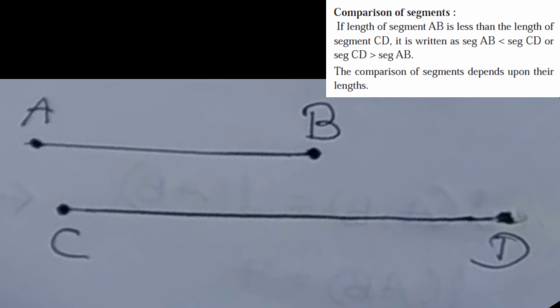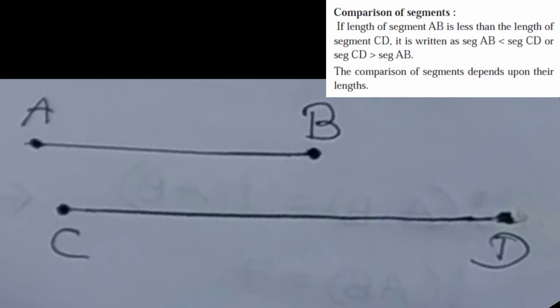The comparison of segments depends upon their lengths. See in this figure on the screen, you can clearly see that the length of segment AB is less than segment CD. Okay, so that means segment AB is less than segment CD. We can compare the segments by putting the less than symbol.